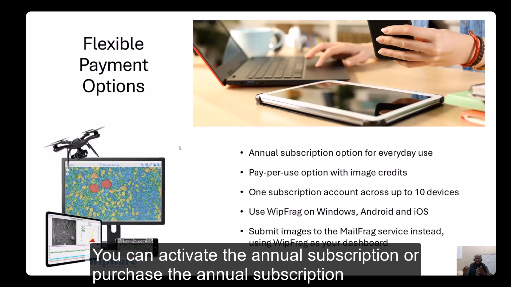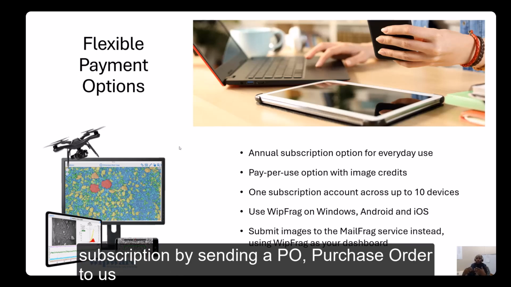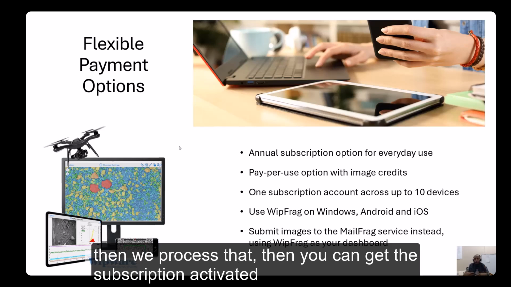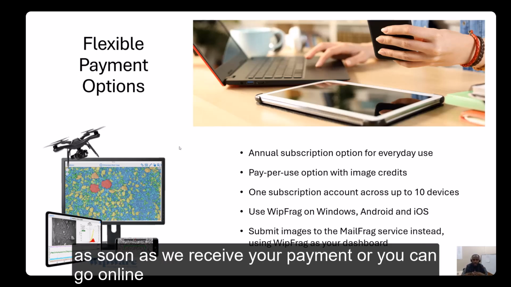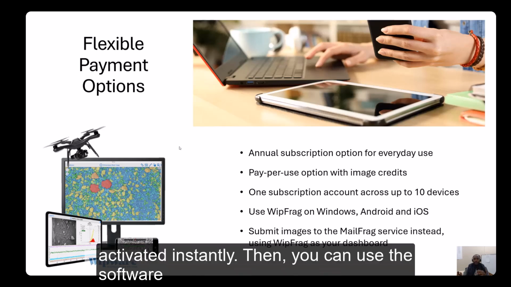You can activate or purchase the annual subscription directly on the software, or you can also purchase the annual subscription by sending a PO, purchase order, to us. Then we process that. Then you can get the subscription activated as soon as we receive your payment, or you can go online on the software directly and get this subscription activated instantly.